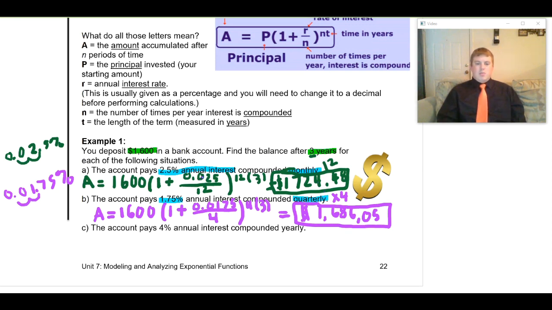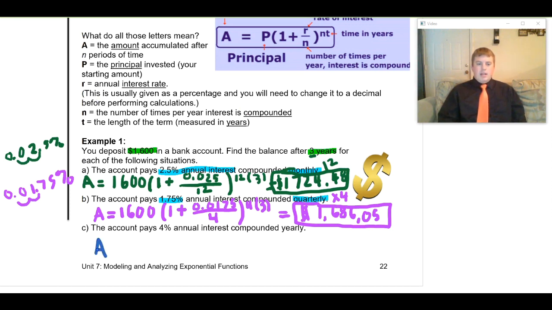So, what we can see so far, we've invested this money for 3 years in both of these accounts. We've had different interest rates and different amounts of times per year. So far, it looks like we'd be better off investing in option A because we're going to get more money than what we would get with option B. Now let's go ahead and look at part C.